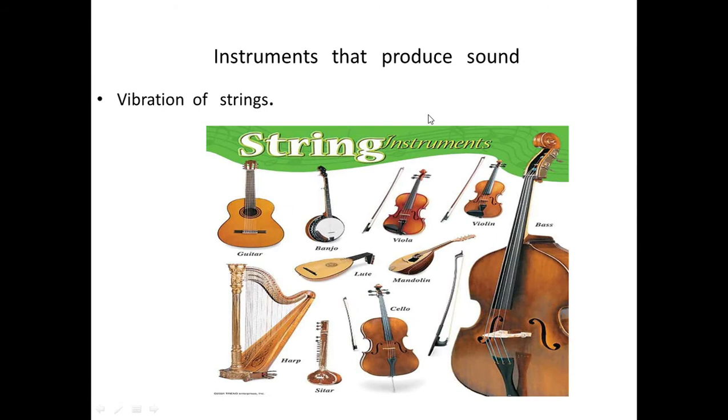Instruments that produce sound. Now we are going to discuss about instruments with strings. String instruments. We can see a picture of a guitar, banjo, viola, violin, bass, lute, mandolin, cello, sitar, harp. Vibration of strings or string instruments. You can paste pictures of these instruments in your writing books.